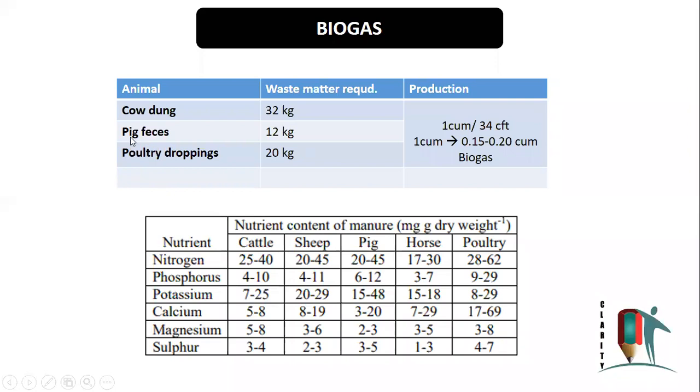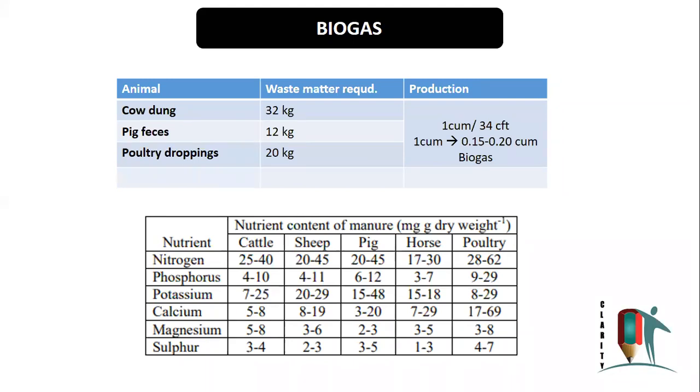The first thing you need to keep in mind is what amount of fecal matter is required for biogas production in different cases. It is maximum in case of cow dung, then it is poultry, and pig fecal matter is required in the least amount, for producing 1 cubic meter of biogas. If the plant is of 1 cubic meter capacity, then it produces 0.15 to 0.20 cubic meter of biogas.